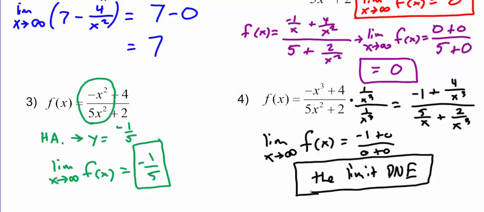And you could confirm this if you looked back at the original function and tried to find the horizontal asymptote. You would see we have an x cubed divided by an x squared. That means I'd have to add a 0x cubed here, and pretty quickly we'd realize there is no horizontal asymptote. This thing isn't going to be bound as we move toward infinity.